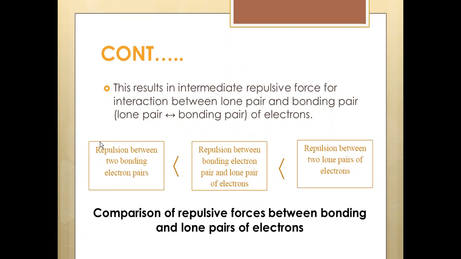So the one which has the minimum repulsive force is your bonding pair, and your next one is the bond pair and lone pair. The final one, which has the highest repulsive force, is the lone pair, right?